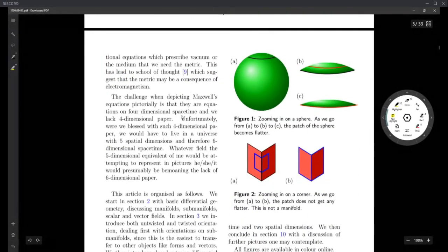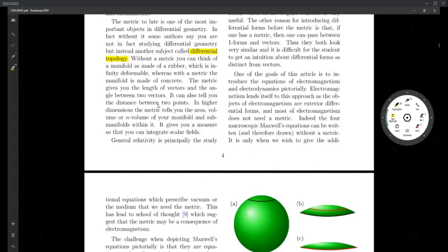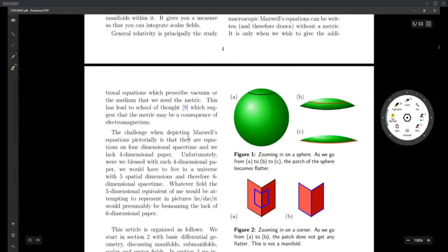And yeah, we can also depict Maxwell equations with this and pictorially represent electromagnetism and electrodynamics. But the problem with Maxwell equations right here is mentioned. They are represented on four-dimensional space-time, and we don't have four-dimensional paper, of course. I mean, quite honestly, paper is viewed in a very layman way as two-dimensional, but it actually has three dimensions, but you actually can't represent three dimensions there. But yeah, you get the picture.